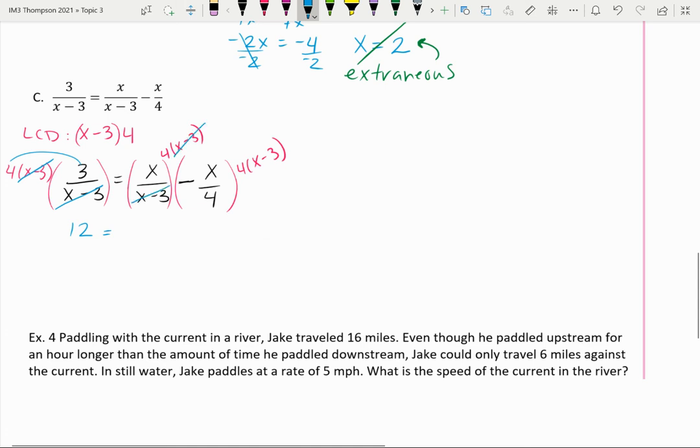Equals x minus 3 and x minus 3 cancels. 4 times x is 4x. The 4 and the 4 cancel. And now I've got to be a little careful because I have a negative in front of that x. So negative x times x is minus x squared. And negative x times negative 3 is a positive 3x.